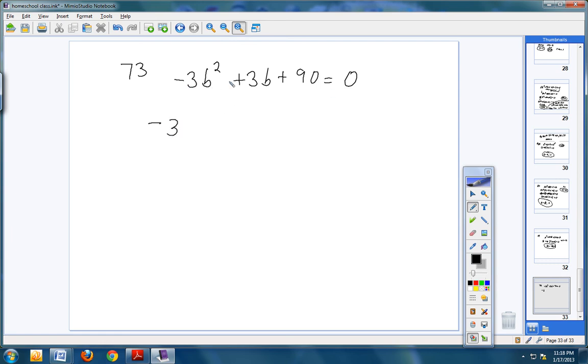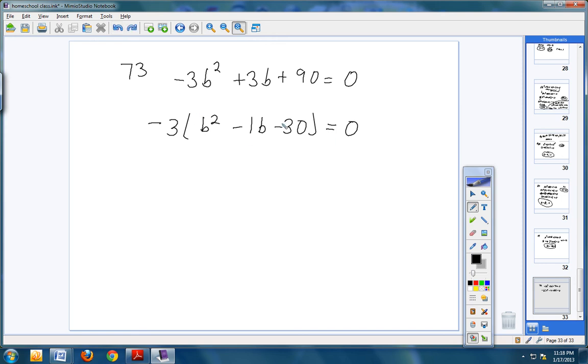So I'm going to pull out a negative sign plus what number goes into 3, 3, and 90? Well, 3 does. Does every term have a b? No, there is no b with this 90. So I'm just going to pull a negative 3 out, and here we go. A negative 3 divided by a negative 3 is 1b squared. 3 divided by negative 3 is negative 1b, and 90 divided by negative 3 is negative 30. Now I'm going to factor this. Don't you like this a lot better? There's a 1 right here now.